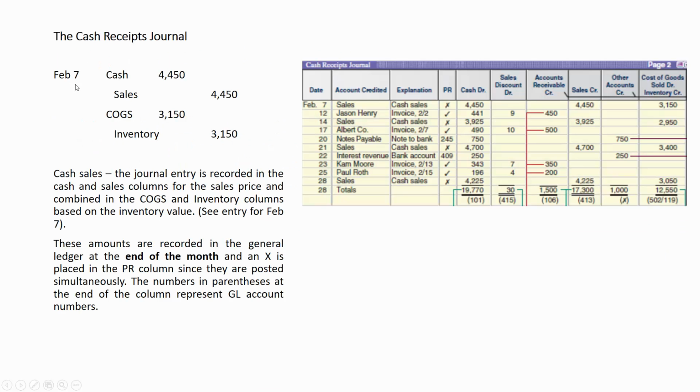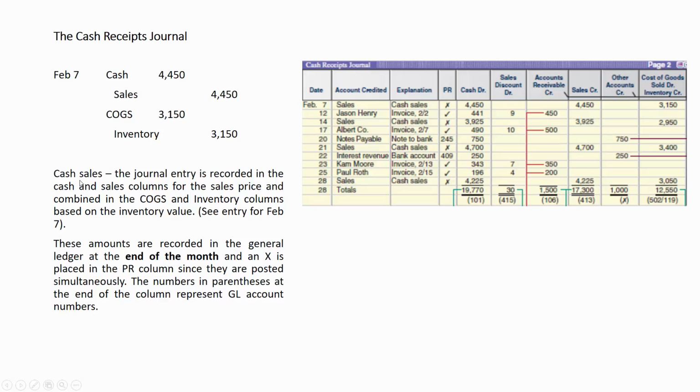So here we have a cash sale. So the sale is for $4,450. Cost of goods sold $3,150. So we can see that this would go into our cash debit column. This would go into the credit for the sales column, and cost of goods sold and inventory will be combined together. These are the account totals. The account numbers in parentheses underneath here.